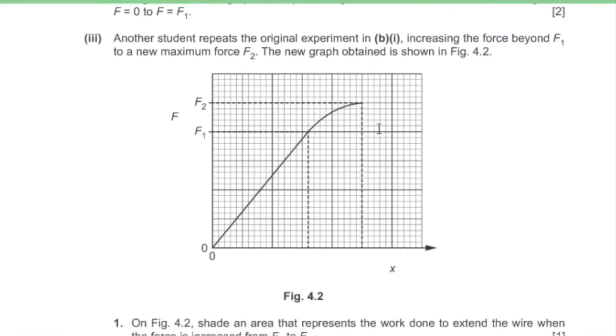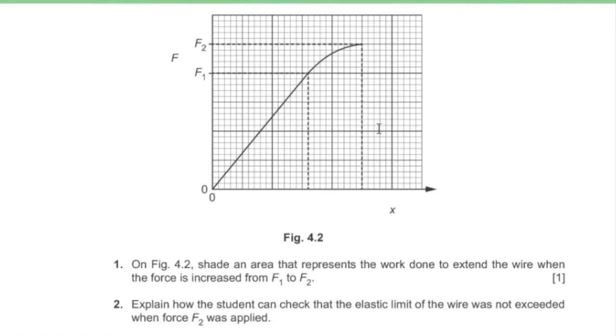Part 3, another student repeats the original experiment in B part 1, increasing the force beyond F1 to a new maximum force F2. The new graph obtained is shown in figure 4.2. On figure 4.2, shade an area that represents the work done to extend the wire when the force is increased from F1 to F2. So work done is the area under the graph. Work done to extend the wire from F1 to F2 is this part of the graph.